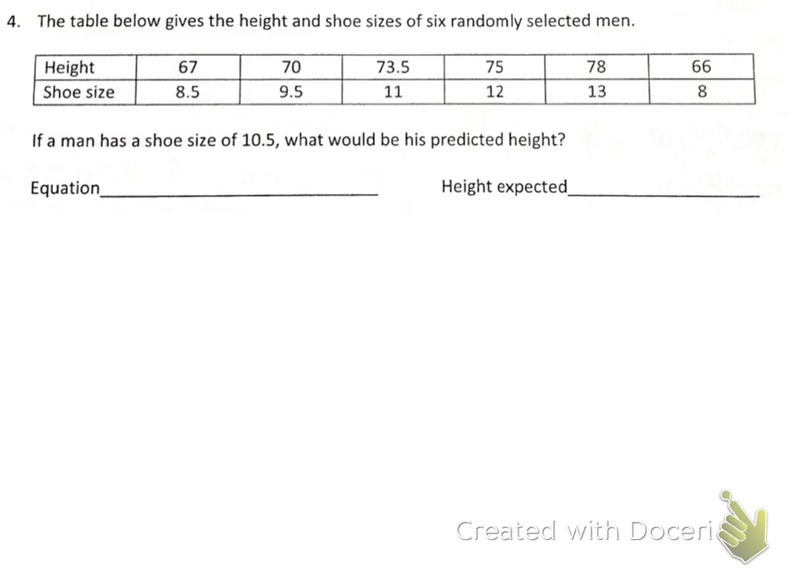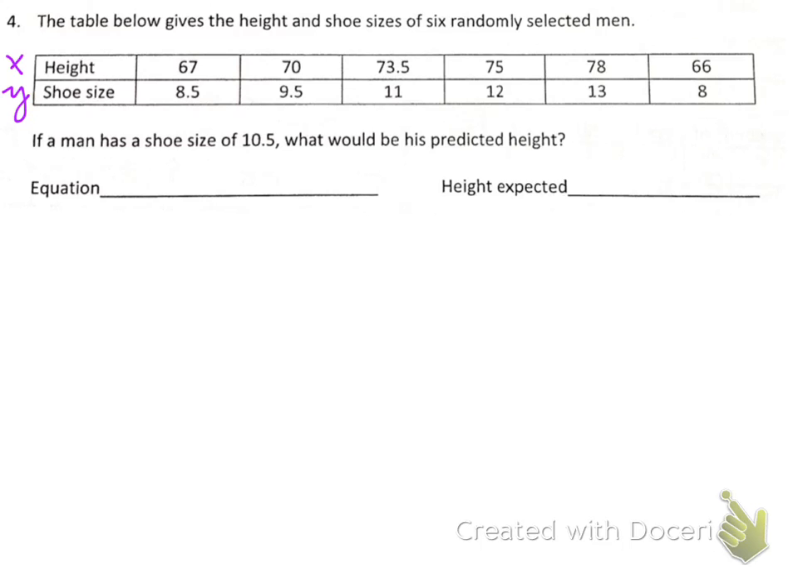Okay, so let's take a look at number 4. We're going to skip 2 and 3. You're going to do those later. It says the table below gives the height and shoe sizes of 6 randomly selected men. Now, think about it. These might have something to do with each other. We're about to see. So X is the height and Y is the shoe size.